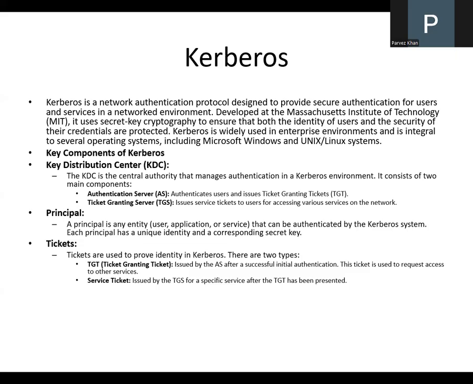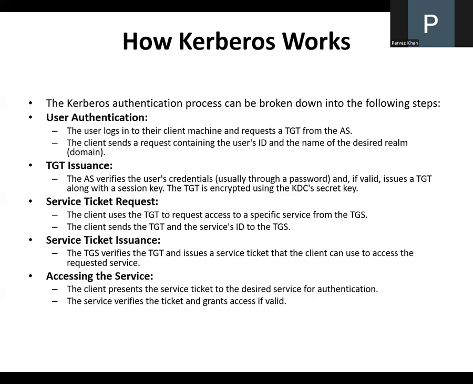And then a principal is an entity, user, or service that can be authenticated by the Kerberos system. Each application has a unique identity and a corresponding secret key. It will have a unique and corresponding secret key that will be generated session-wise, and it will be active throughout your authentication. A ticket is to prove identity. There will be two types. One is the ticket granting ticket, which is already discussed, and then a service ticket issued by the TGS for a specific service after the TGT has been presented.